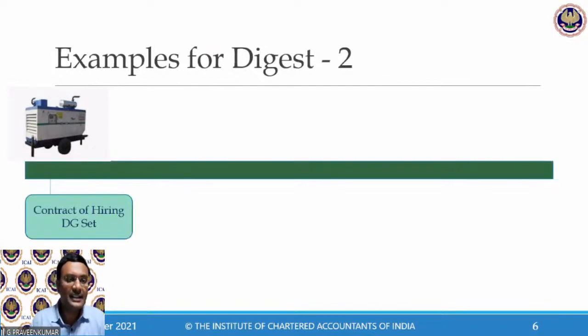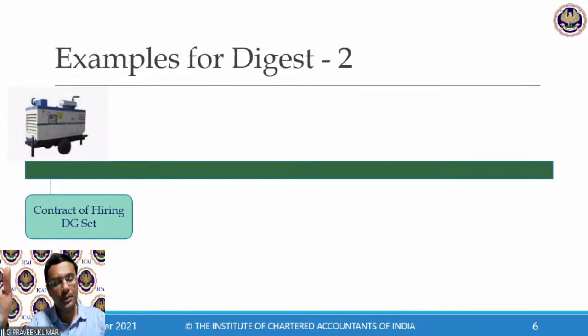Now in this particular transaction, there is a contract between the company and the service provider. What is the contract? Hiring of DG set. Now when we think of DG set, I'll give an example. So there is a company which is into movie production or film production. This shooting generally happens at a set which is away from a fixed location.